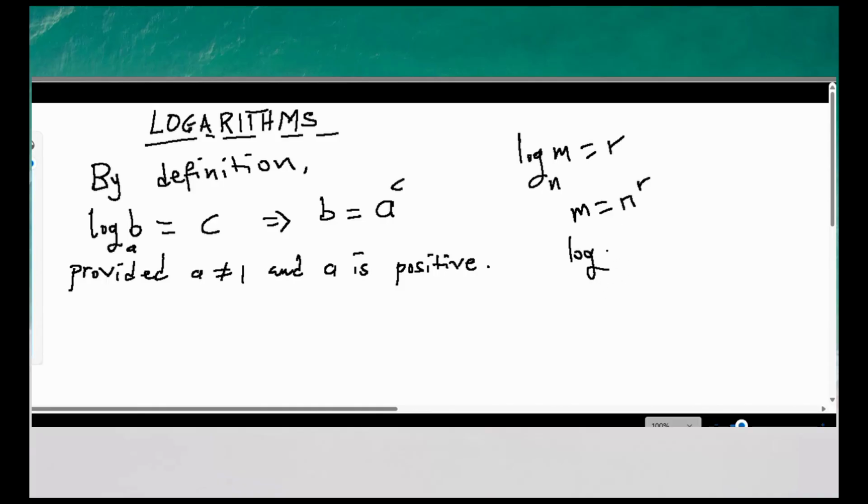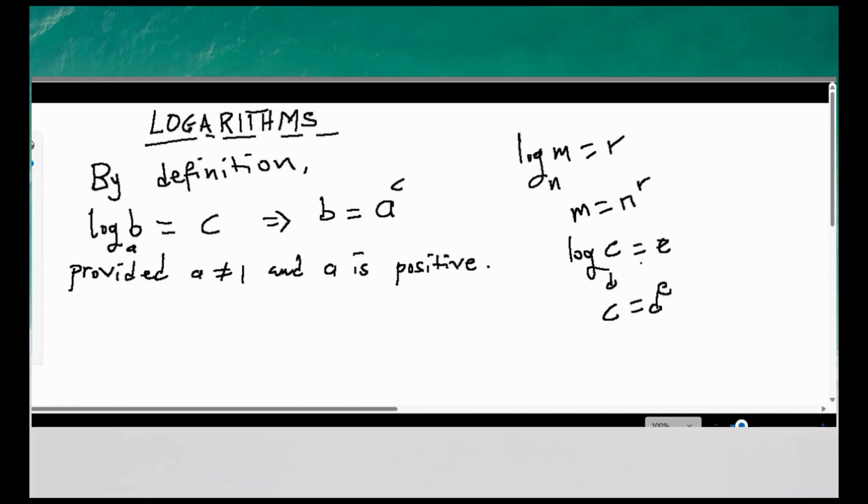Log c base d equal to e. What will it be equal to? c will be equal to my base, which is d, raised to the power of the result of the log c base d, and the result is what? e. Yeah, do you get that?